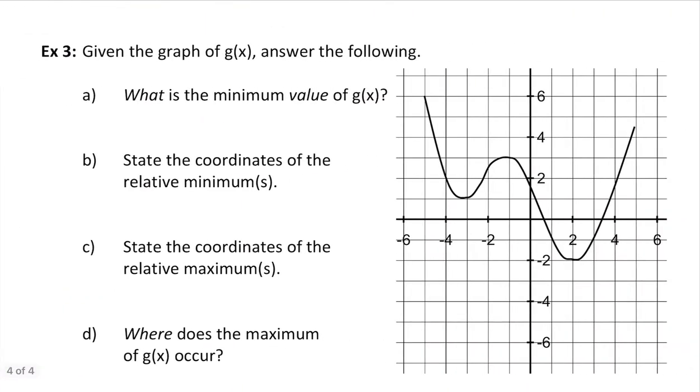All right, a couple more quick ones. Given the graph of g of x, answer the following. What is the minimum value? So now this question wants the minimum value. Remember, that's just going to be a number. All right, so again, you trace the whole thing, and the very lowest point is there. The value is this. So that's going to be y equals -2.